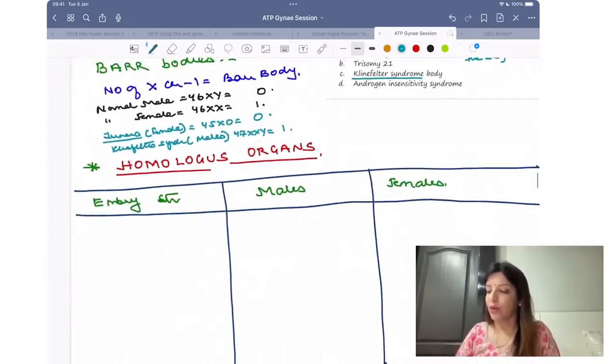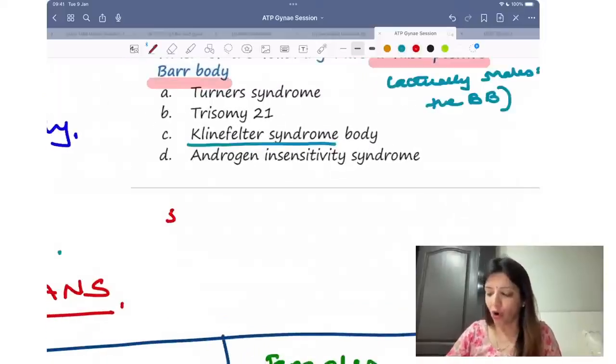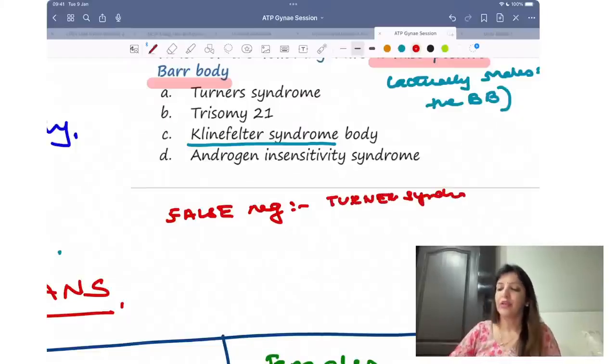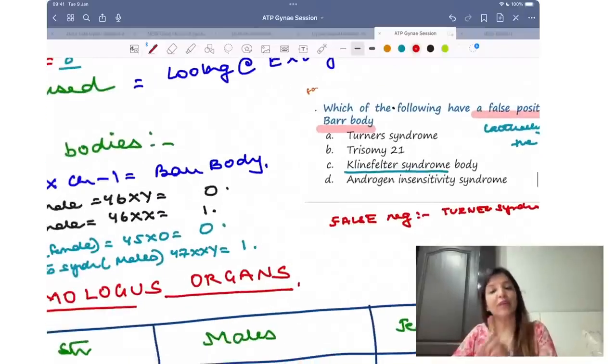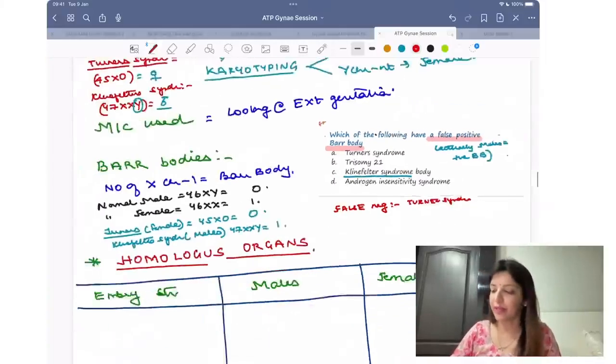Okay. Now similarly, if they ask you false negative, in which condition does a false negative result come? A false negative result will come in Turner's. In Turner's, actually I should have been getting 1 bar body, but I get a negative result, and this negative result is a false negative result. Clear to all of you?